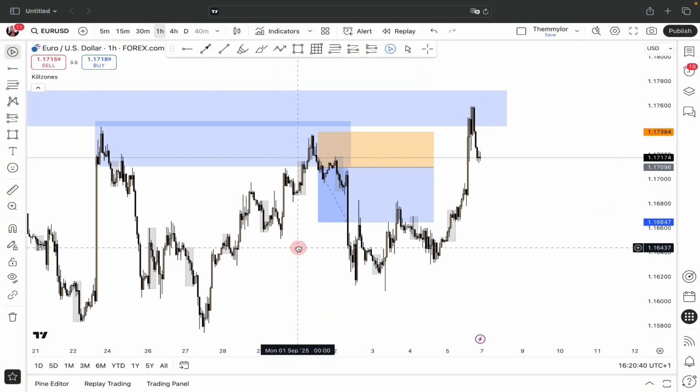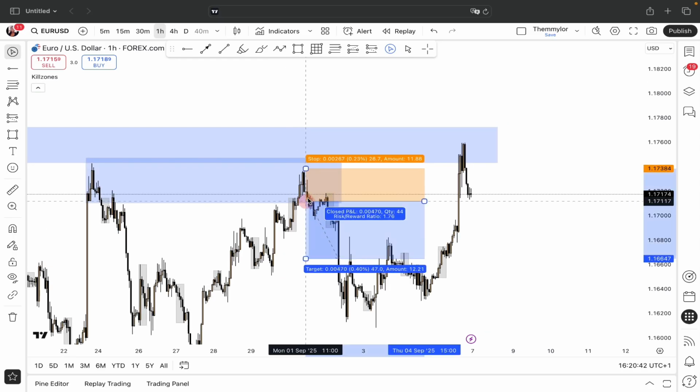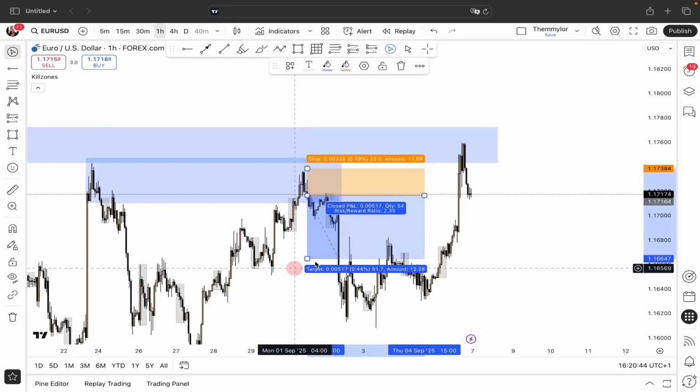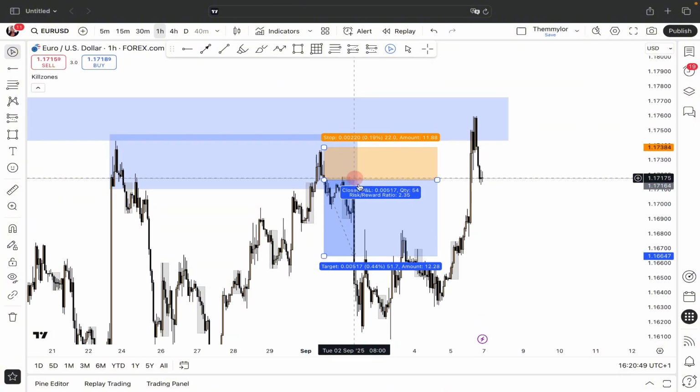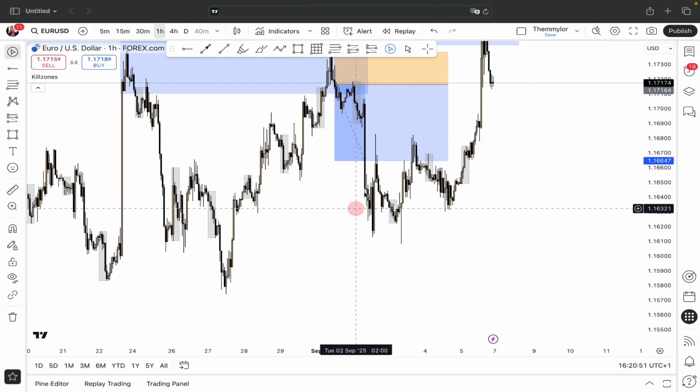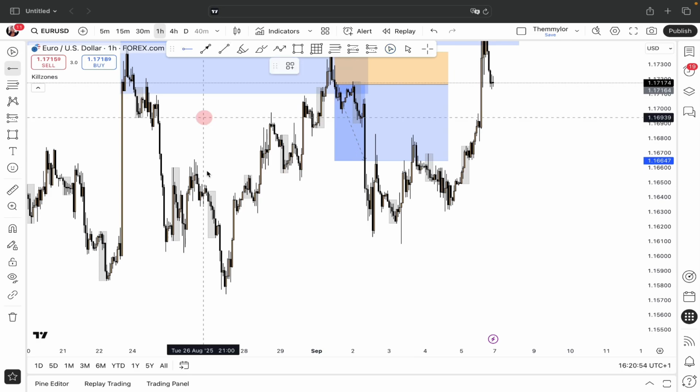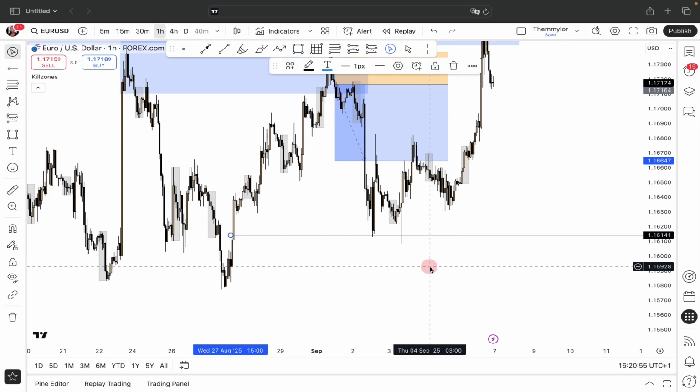this level of demand. My entry was somewhere up here, so it was around a 1 to 2, it was over 1 to 2 RR trade, but you can see the market still came all the way down to this level right here.